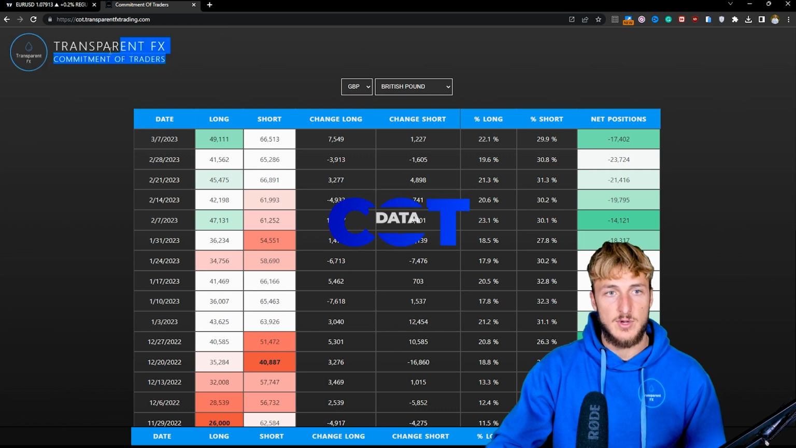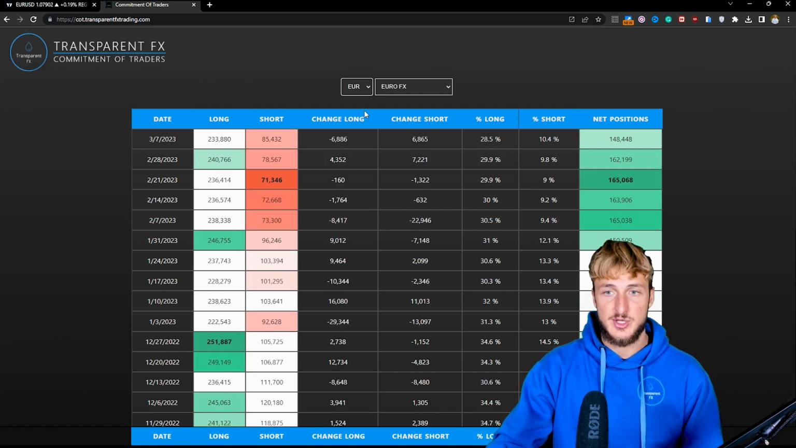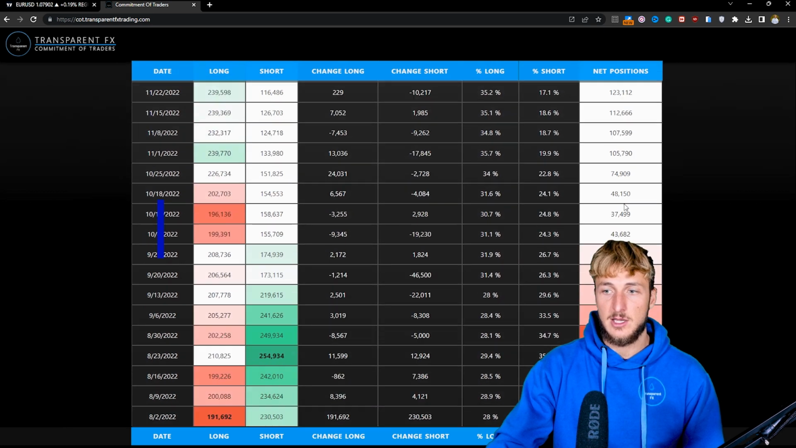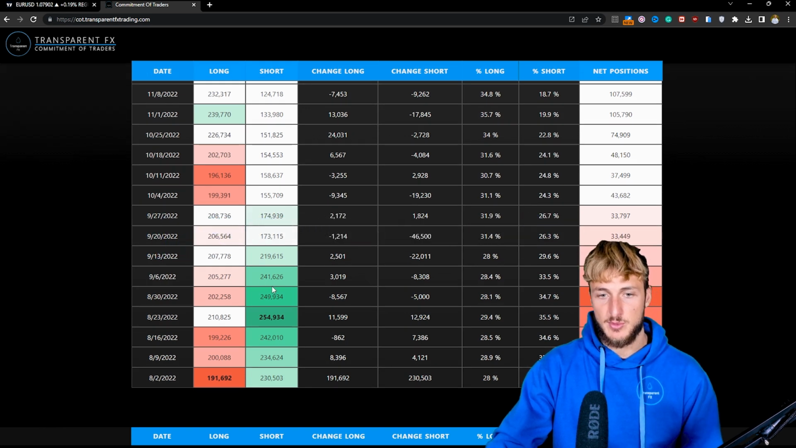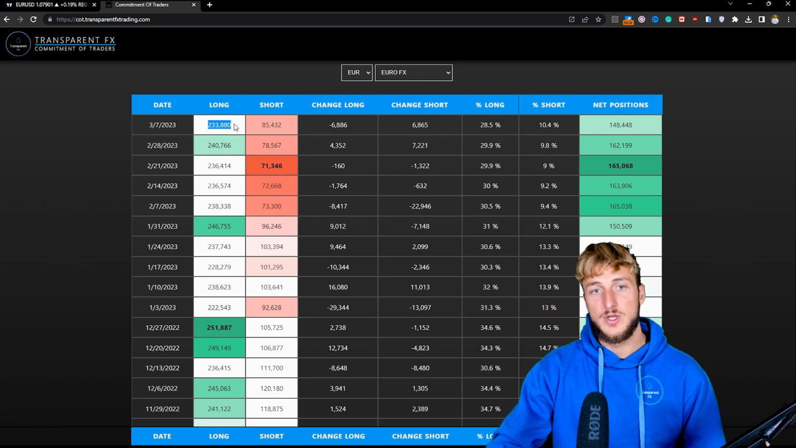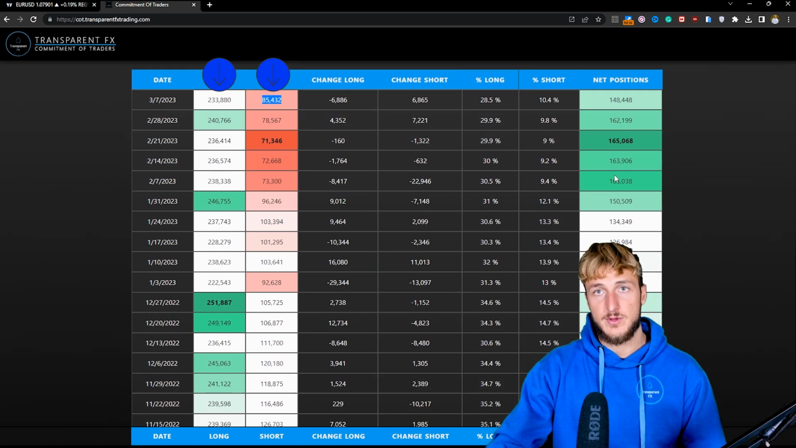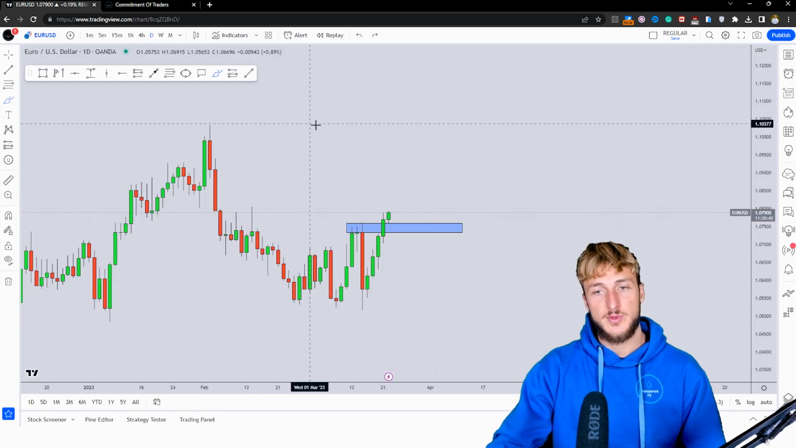Now, if we go and see what we have when it comes to the commitment of traders, so the COT data, which is what the non-commercials, so the biggest speculators in the market are doing, and we check the data specifically for the euro, what we can see is that in the long term, we had a huge increase of the net positions. We went from having minus 47k net positions with way more shorts than longs. In fact, we had 249k shorts compared to only 202k longs, all the way up to now having 148k net positions with 233k longs compared to only 85k shorts. So we can see a huge shift from a bearish net positioning to a bullish net positioning. So in the long term, the euro is getting quite bullish.